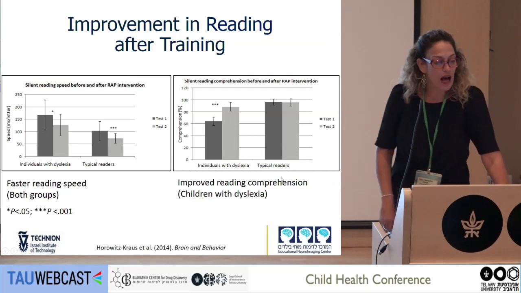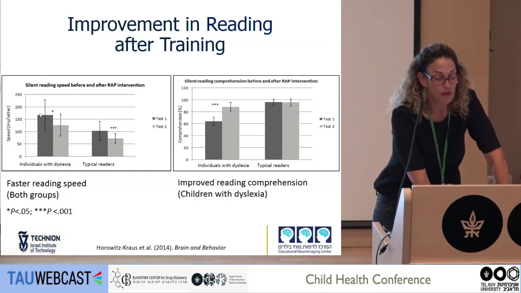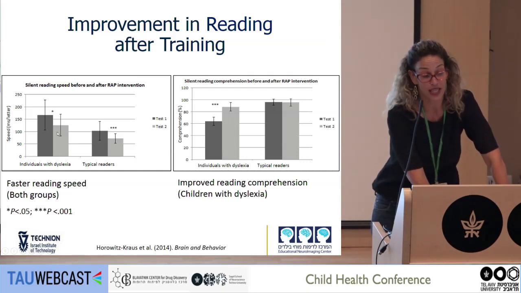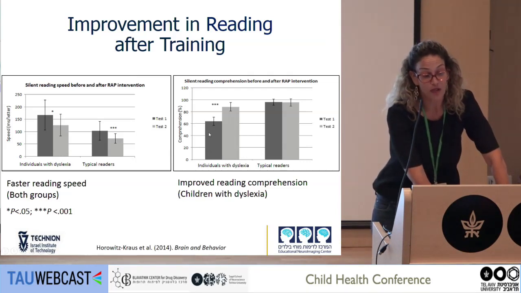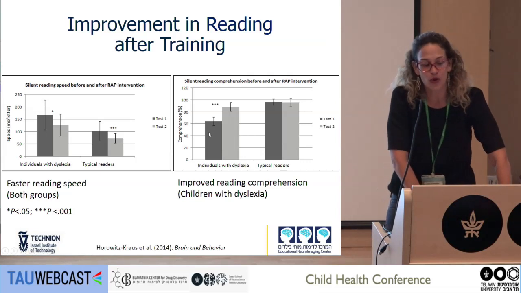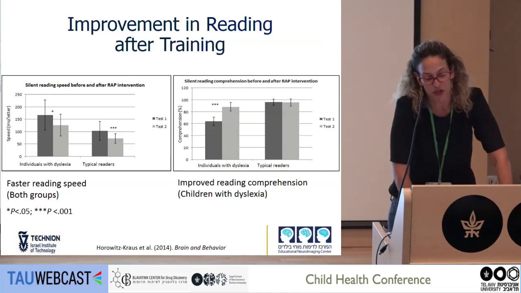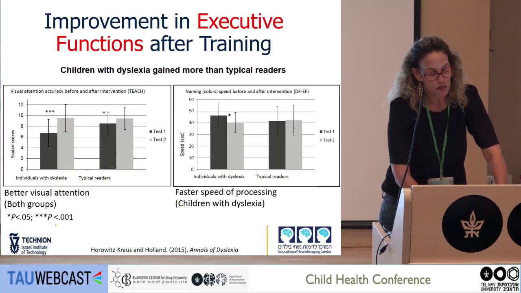We found that after this reading intervention program, silent reading, which is this graph here, was significantly faster, both in individuals with dyslexia and in typical readers, post this 4 weeks intervention. And we found that reading comprehension also improved, although only in children with dyslexia, which kind of makes sense because typical readers already started at the ceiling.